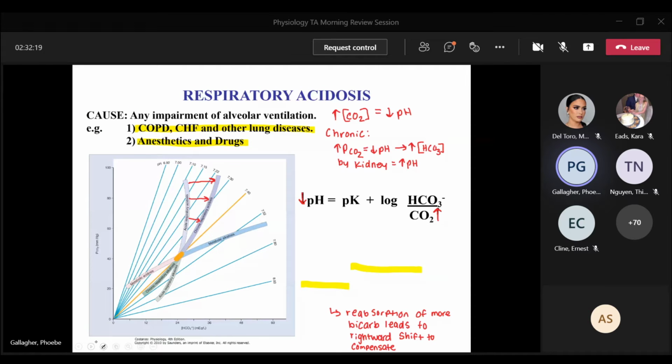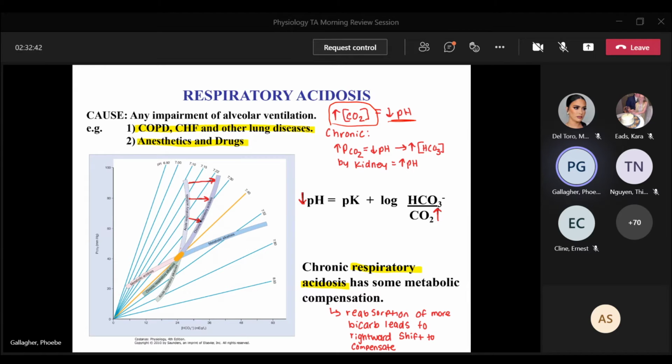So with respiratory acidosis, this is going to be considered anything that will increase your CO2 concentration. So you're not really thinking about your kidney at this point. You're just thinking about CO2. Don't think about bicarbonate either. So whenever you have an increase in CO2, you expect your pH to drop.